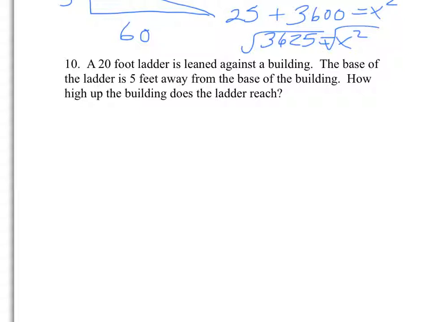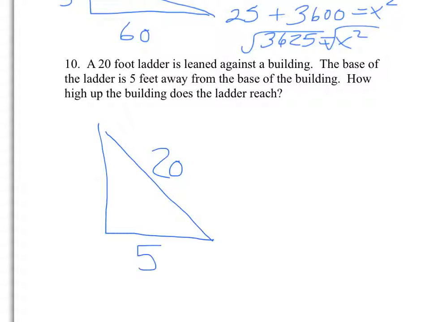Ladder problem is really a traditional kind of Pythagorean theorem problem. So we have a 20-foot ladder, and this 20-foot ladder is being leaned up against a building. So there's my 20-foot ladder being leaned up against the building. The base is 5 feet from the building. I want to know how high up the building or the wall the ladder would reach. So x squared plus 5 squared needs to equal 20 squared.